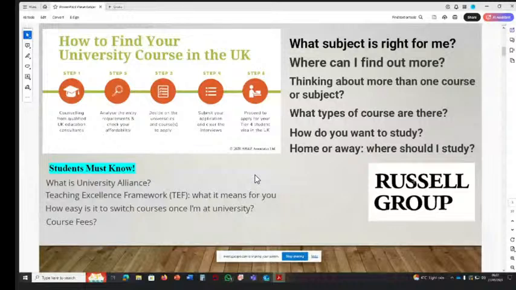Mostly students definitely do not know this, and I thought it is very important for students, they must know about the university alliance system. So what is that? In the UK, we have some universities that belong to a group. For example, the Russell Group is one of the popular ones, you can take a screenshot or note down these words. Our university is part of the Russell Group, Cambridge is also a part of the Russell Group.